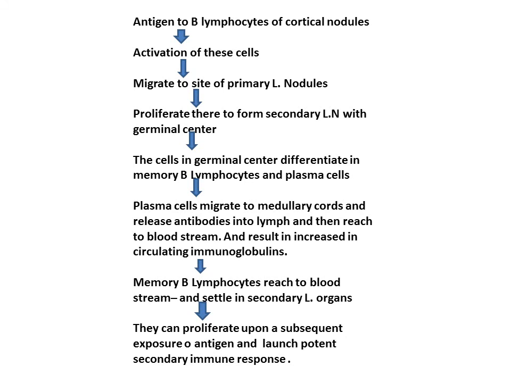Okay, memory B cells reach the bloodstream and settle in the secondary lymphoid organs, such as the appendix, Peyer's patches and the spleen. They can proliferate upon a subsequent exposure to the antigen and launch a potent secondary immune response. So this memory already exists against this antigen, and whenever the antigen comes again, it can show a more powerful immune response than before. And this is how our lymph node works.